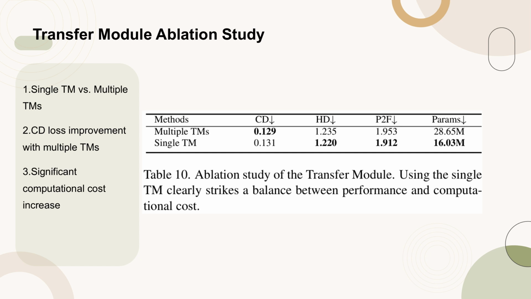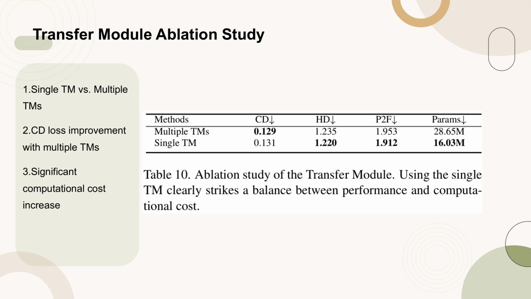Specifically, the single TM configuration achieves a CD loss of 0.131, while the multiple TMs configuration achieves a slightly lower CD loss of 0.129. However, the computational cost, measured by the number of parameters, increases from 16.03 M in the single TM setup to 28.65 M in the multiple TM setup. This trade-off suggests that the single TM setup offers a more balanced approach, providing a reasonable performance improvement without an excessive computational burden.